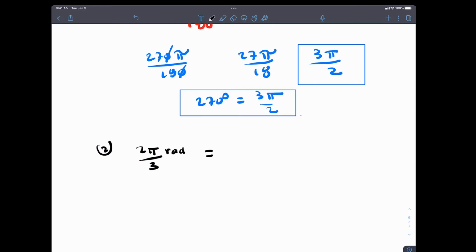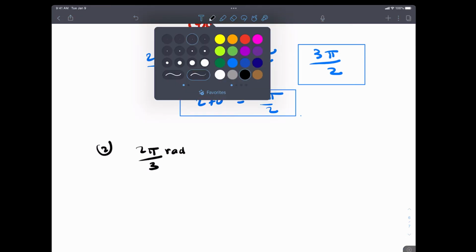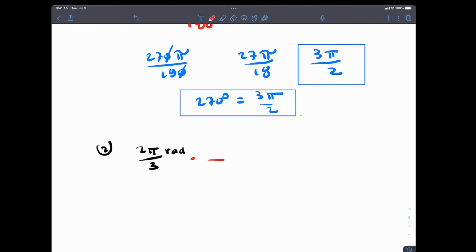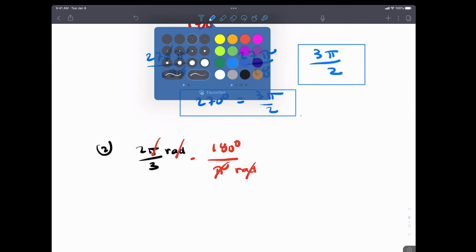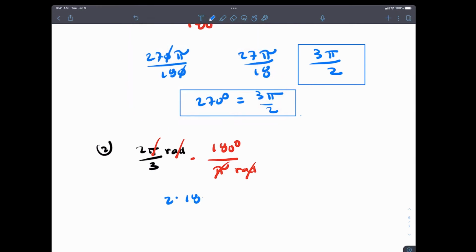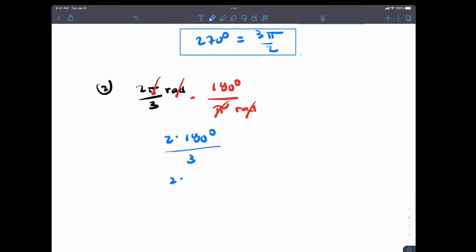Okay. And what do we need to do? What ratio should we use? 180 degrees over the pi what? So what happens with radians? They go, and pi is on top and bottom. And you're left with 2 times what? 180 over 3. Or 2 times 60. Which is 2 times 60? It's 100. Is that 120?